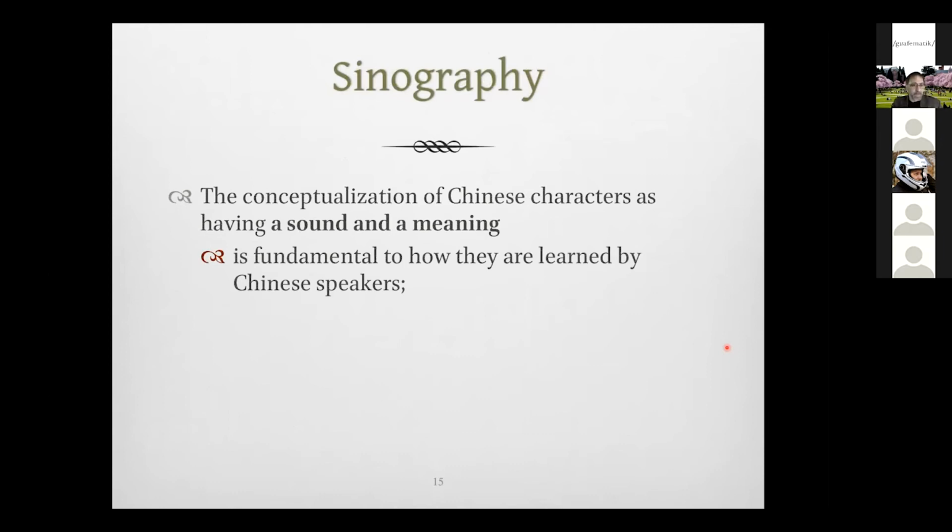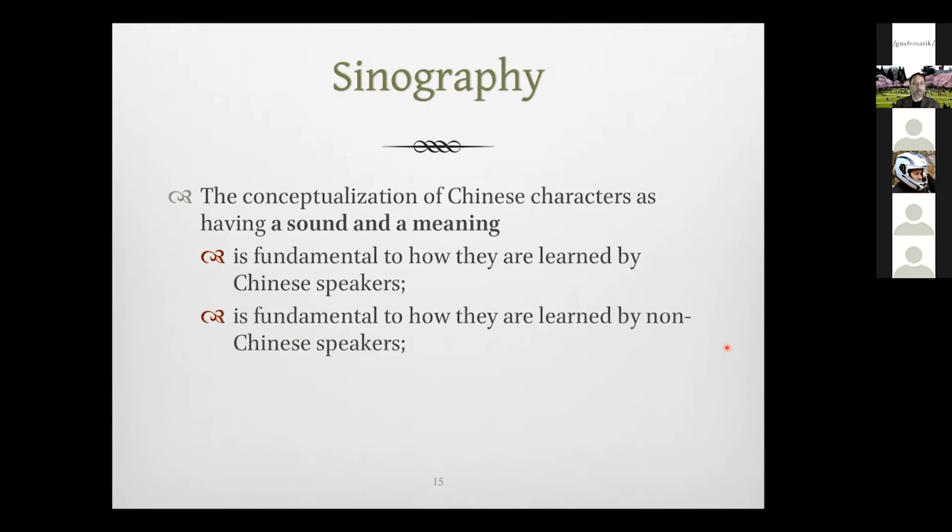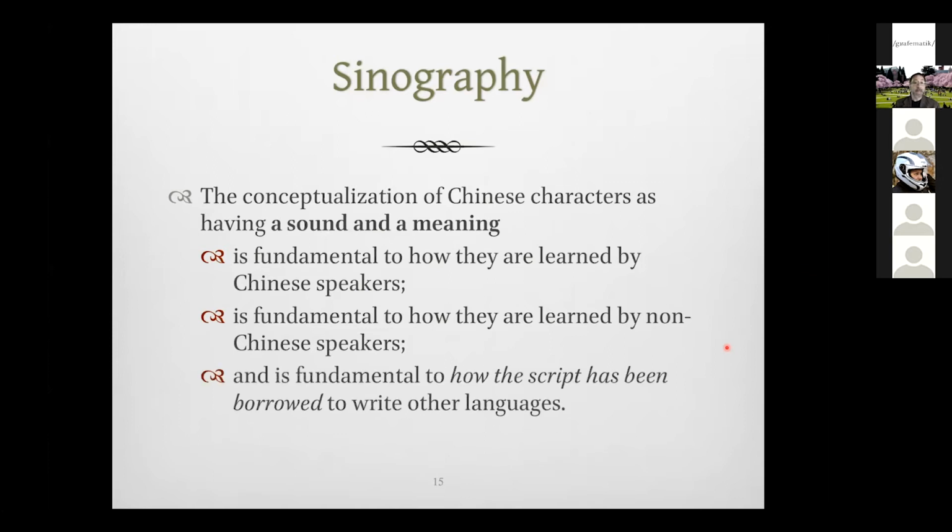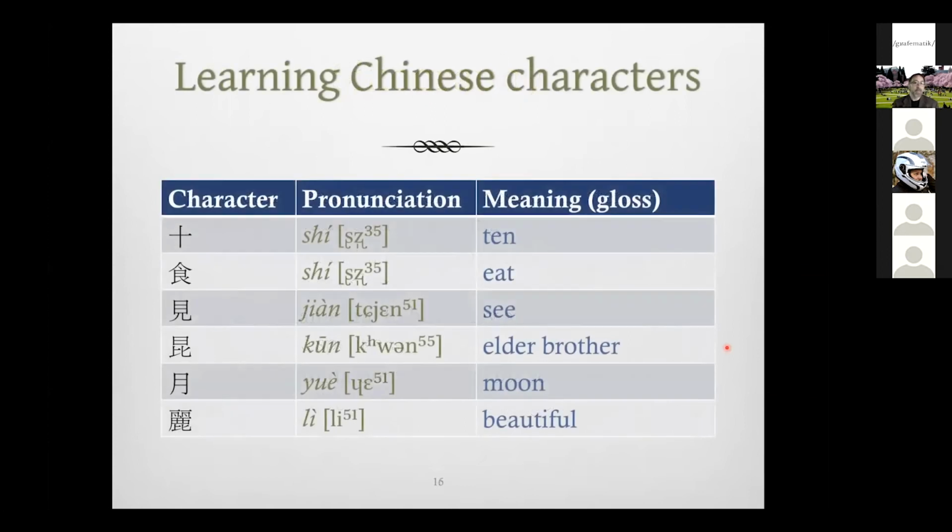So this conceptualization of Chinese characters as having a sound and a meaning is fundamental to how Chinese writing is learned, how it's learned by Chinese speakers, how it's learned as a second language by non-Chinese speakers, and to how the script has been borrowed to write other languages. We can see this when we just think about the way that students of Chinese around the world today, who are not native speakers of Chinese, learn to read and write Chinese. How do they learn all of these Chinese characters?